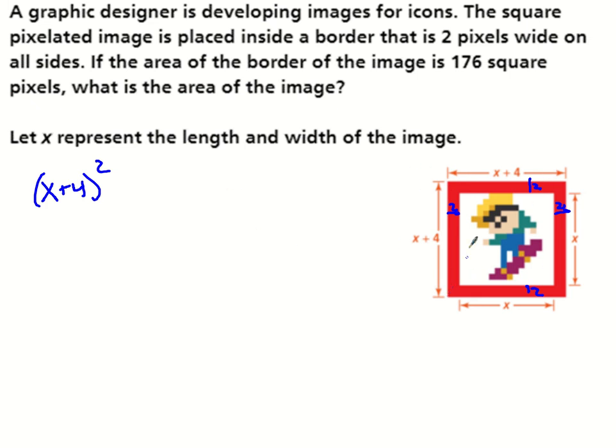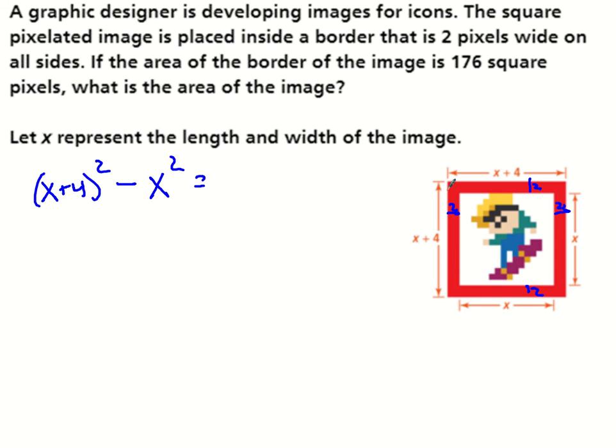We've got to subtract the inside area, because the area of the border does not include the inside part, right? Remember, the border is just the outside. This picture is the other part of it. So the border itself is all of this minus whatever the area of the picture is. Well, the picture has a side length of x right here, so that's minus x squared.